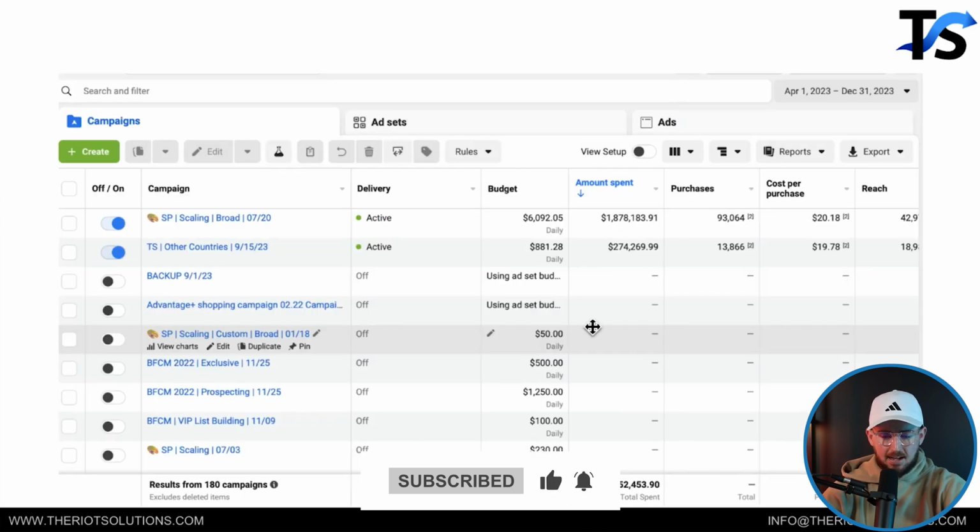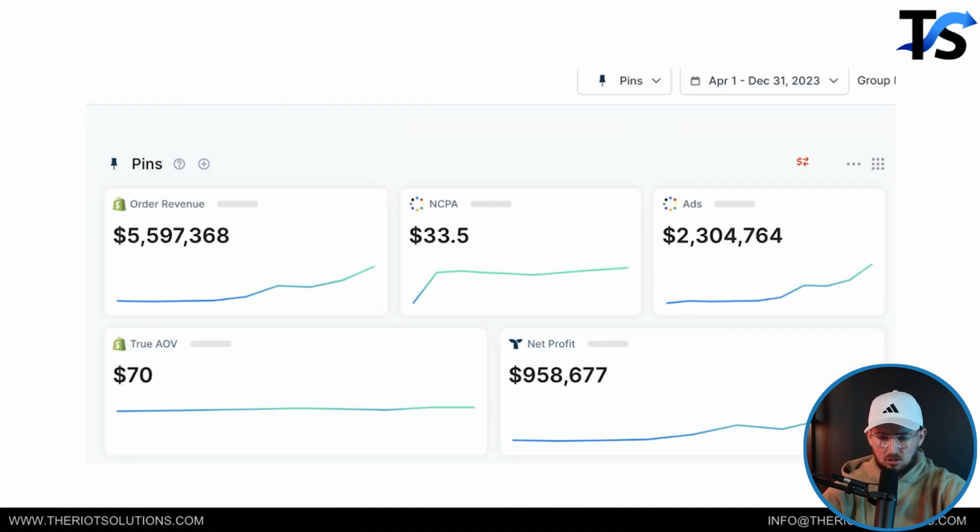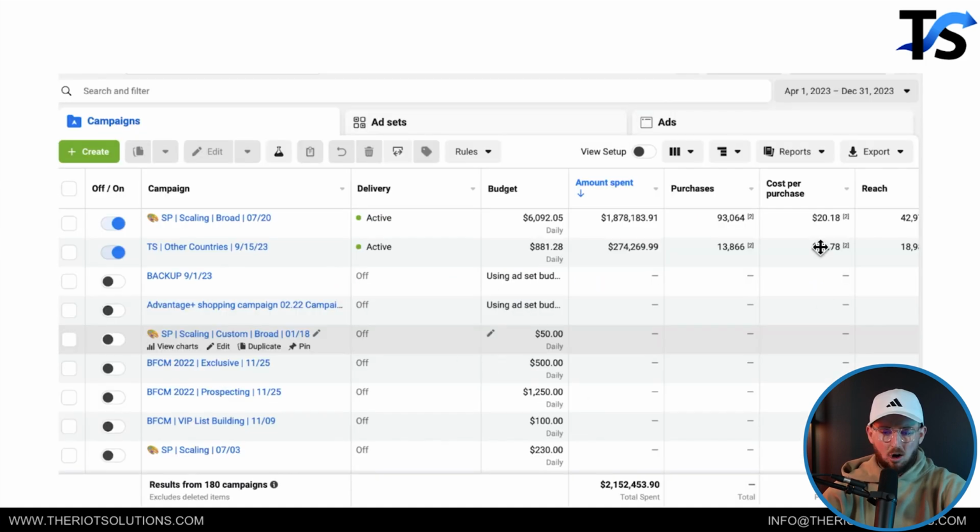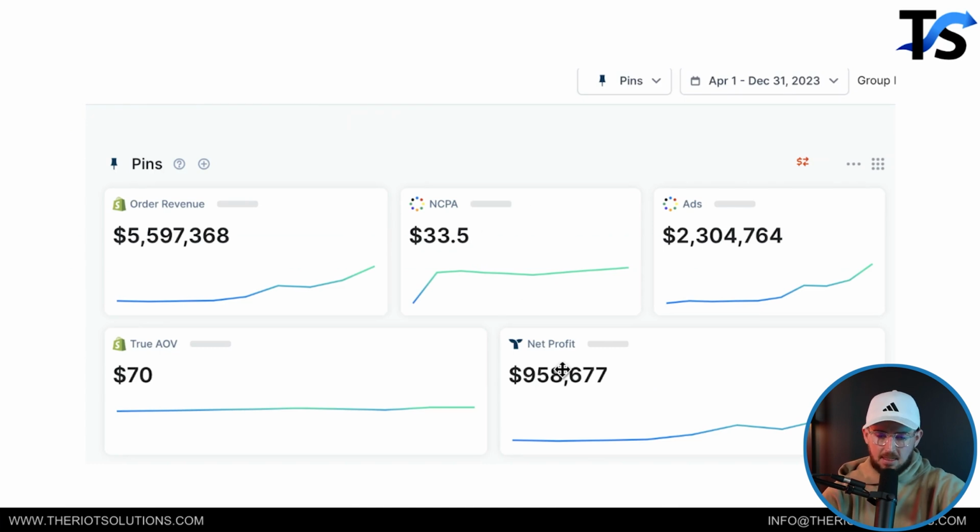Here's also the Facebook ad account itself. April 1st to December 31st, 2.1 million in spend. And I think the other 200K was a little bit of TikTok. Is it 200K? About 150K, 2.3. This is 2.1. So $150,000 is between TikTok and Google ads themselves. So that's a big thing. Average about $33 NCCPA. Facebook is off tracking in that sense, so it shows a little bit lower cost per purchase on Facebook, but this is the real cost per purchase. It's using Triple for the tracking.